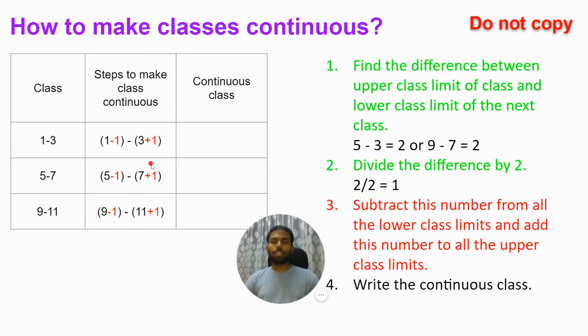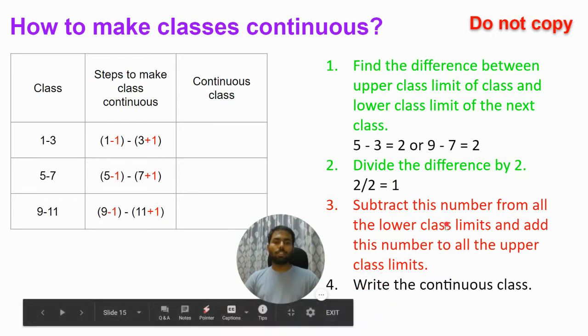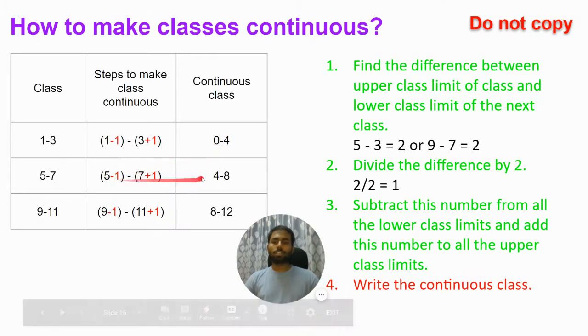ओके. सो यू डू दैट, एंड देन व्हाट इज द फाइनल स्टेप? फाइनल स्टेप इज राइट द कंटिन्यूअस क्लास. सो 1 minus 1 is 0, 3 plus 1 is 4, 5 minus 1 is 4, 7 plus 1 is 8, 9 minus 1 is 8, 11 plus 1 is 12. तो हो गया ना अभी कंटिन्यूअस. यहाँ पे भी 4, यहाँ पे भी 4 आ गया, यहाँ पे 8, यहाँ पे भी 8 आ गया.